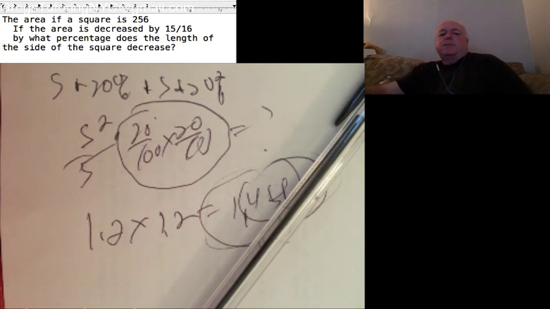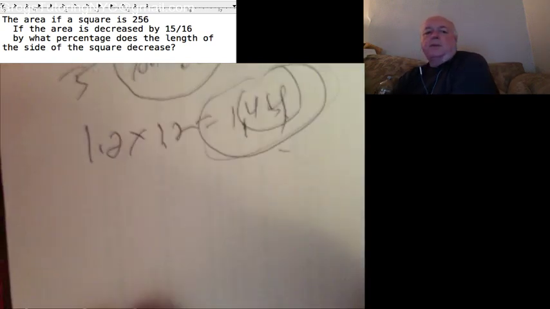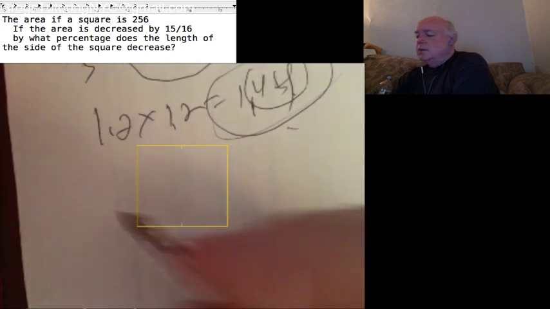Okay, so this problem is slightly in reverse. In the other one we were trying to get the new area, and then figure out what the difference was. So we have the area of a square is 256. If the area is decreased by 15/16, by what percentage does the length of the side of the square decrease? So it's really the same problem in reverse. So let's start out with the problem. The area of a square is 256.